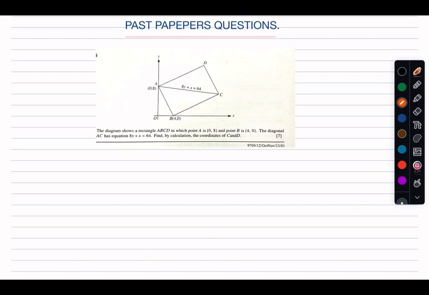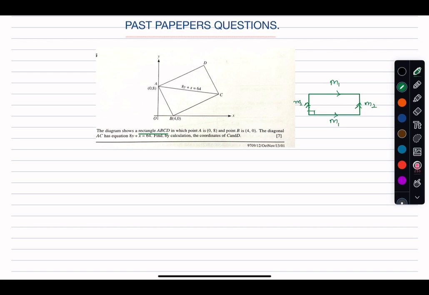The diagram shows a rectangle. So the first thing that I know is that we will be dealing with a rectangle ABCD. The properties of a rectangle are, number 1, if the rectangle is given to us, then we know that there are two pairs of parallel sides. We know that for parallel sides the gradient will remain the same. So let's call this gradient m1 and let's call the other gradient m2.